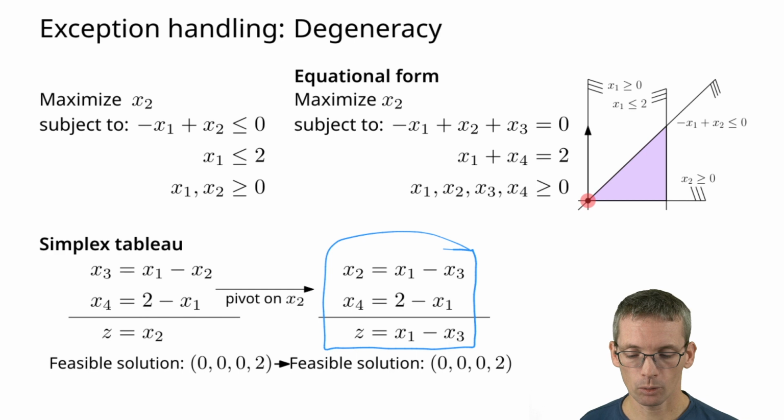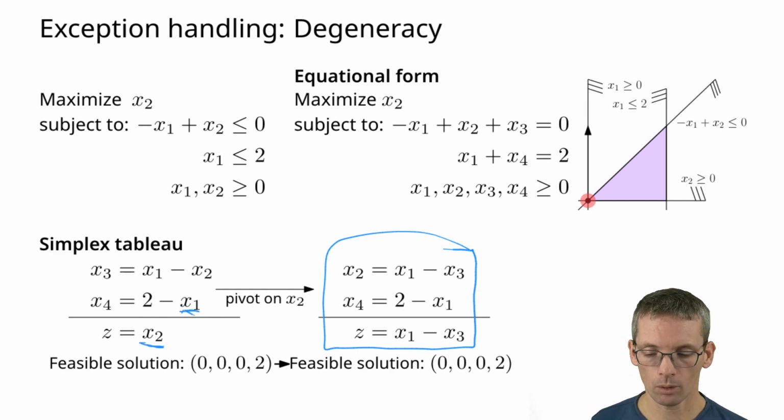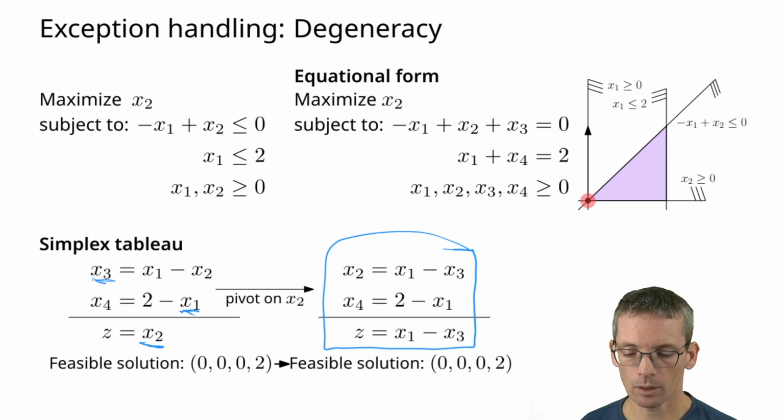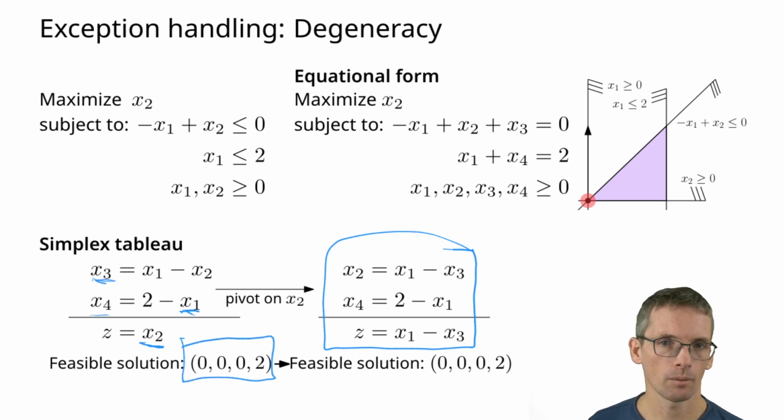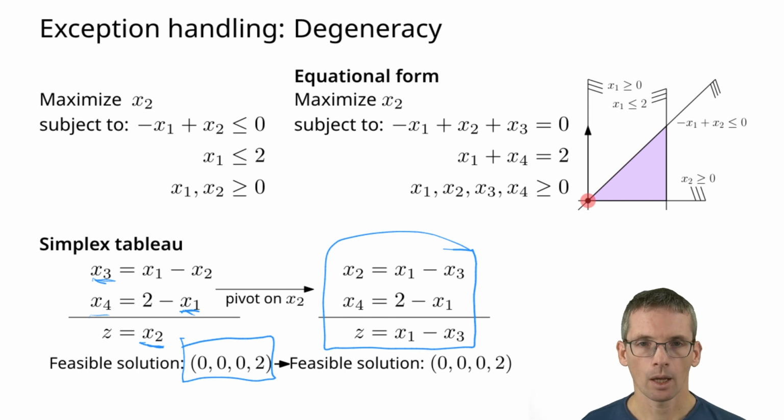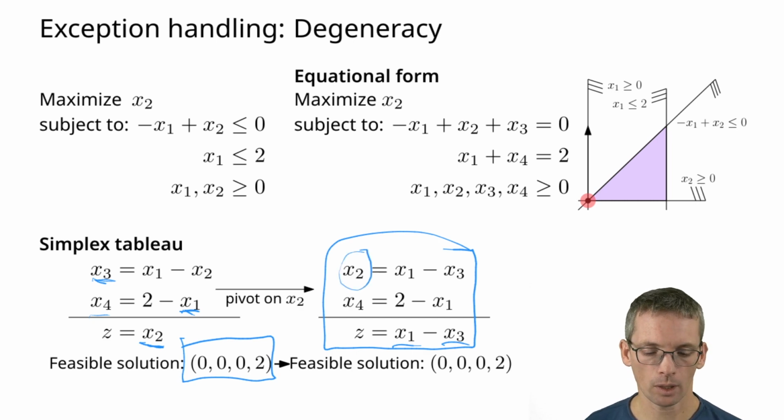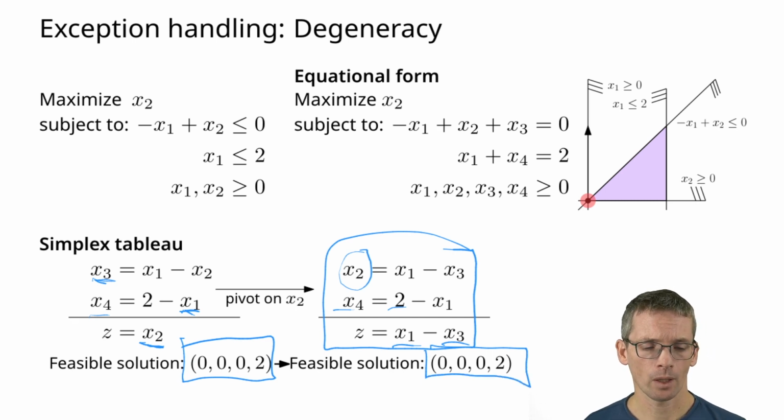So the feasible solution here I get by setting x2 and x1 to 0, and then x3 is 0 and x4 is 2. I get this basic feasible solution. And likewise here, if I set x1 and x3 to 0, then x2 is 0 again, x4 is again 2. So I have the same basic feasible solution. And we speak of a degeneracy here.